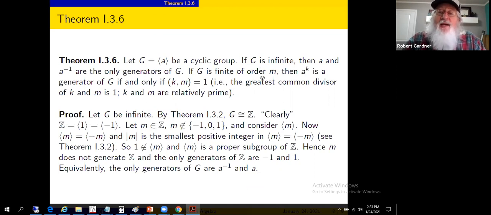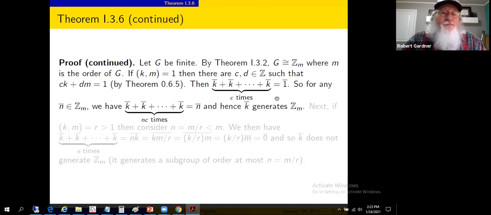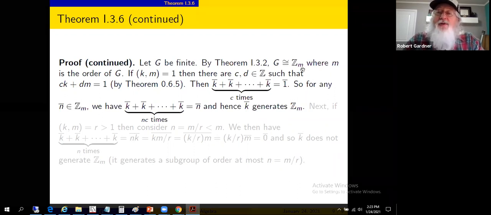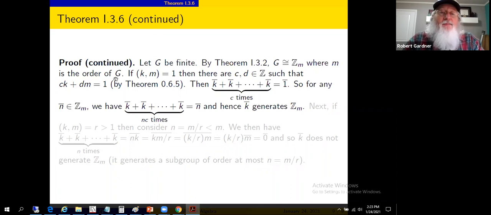If G is finite and of order m, we know it's isomorphic to Z sub m, so we may as well have a conversation about Z sub m, the same way we worked the previous one. G is isomorphic to integers mod m. m is the order of group G.